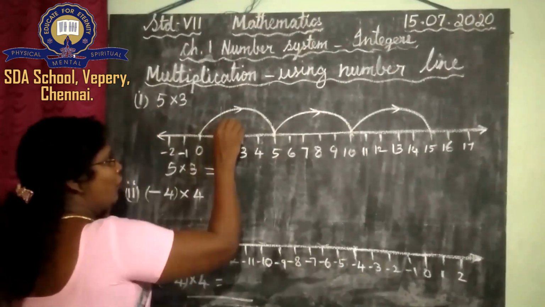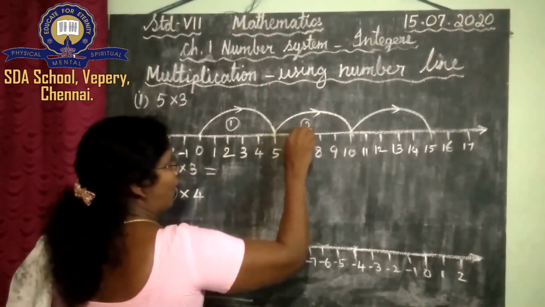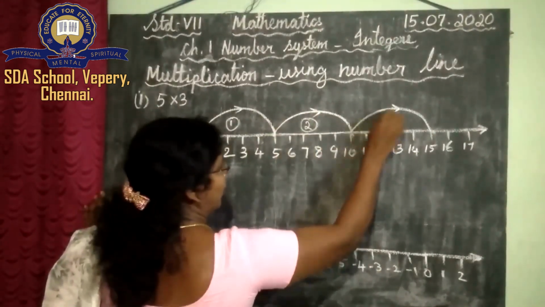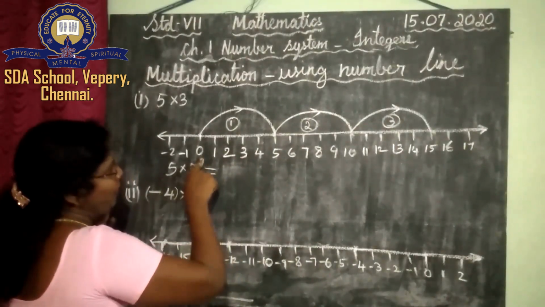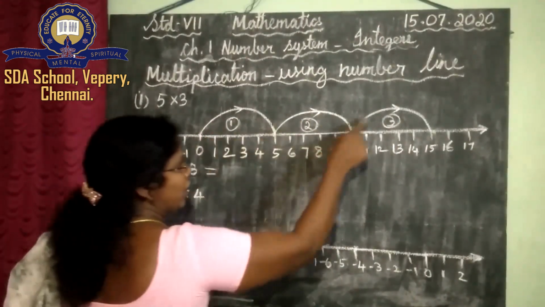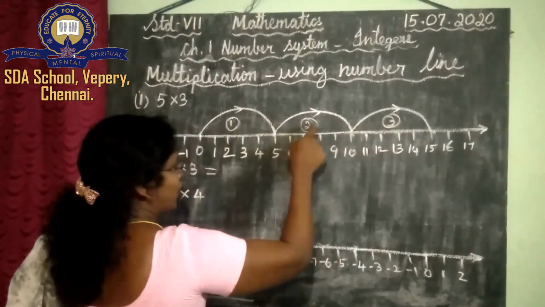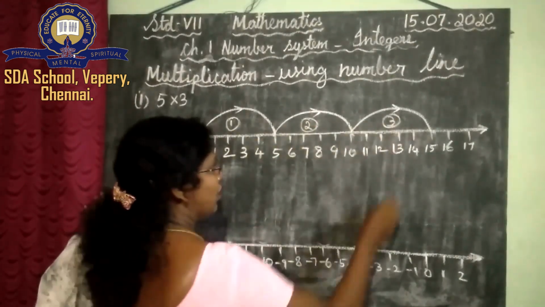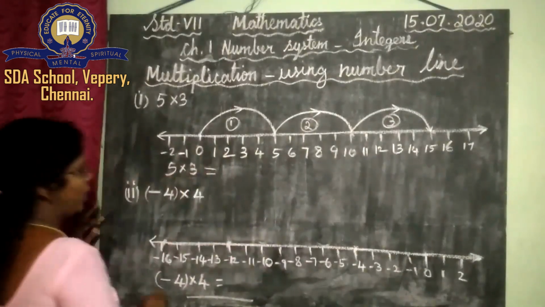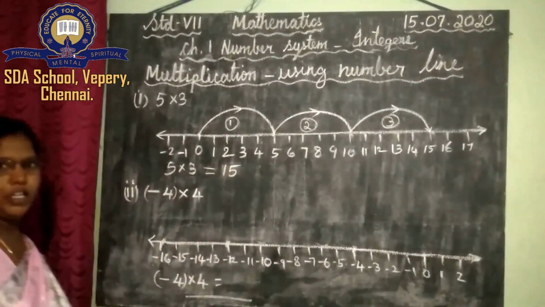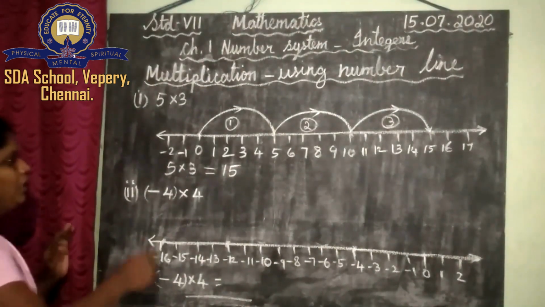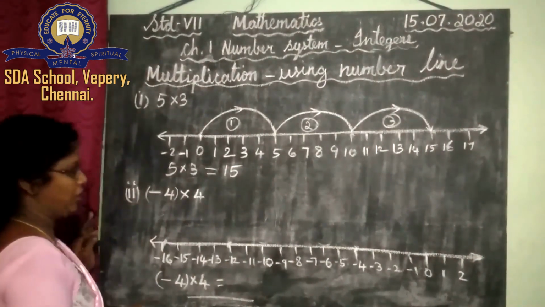Now 1 time, 2 times, 3 times. Where does it reach? We started with 0. 5 units we have counted and went 3 times. Our answer is 15. So 5 3s are 15. Understood children? The same thing here we are going to do with a negative integer.